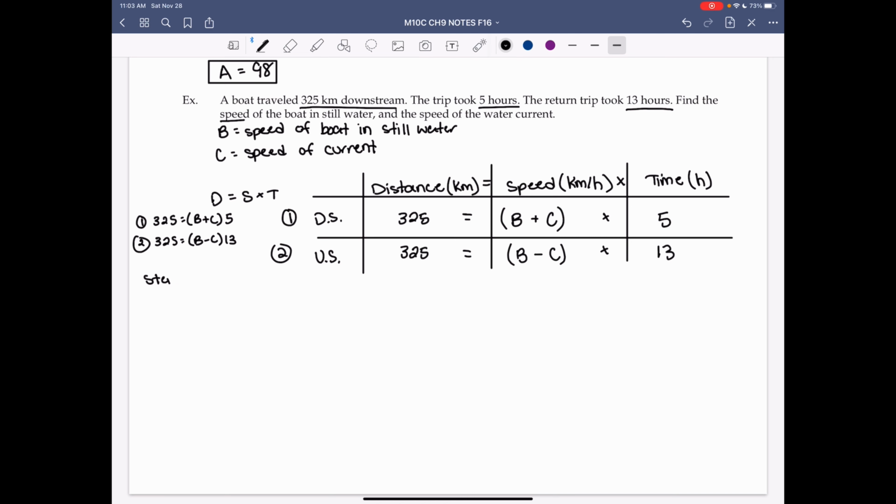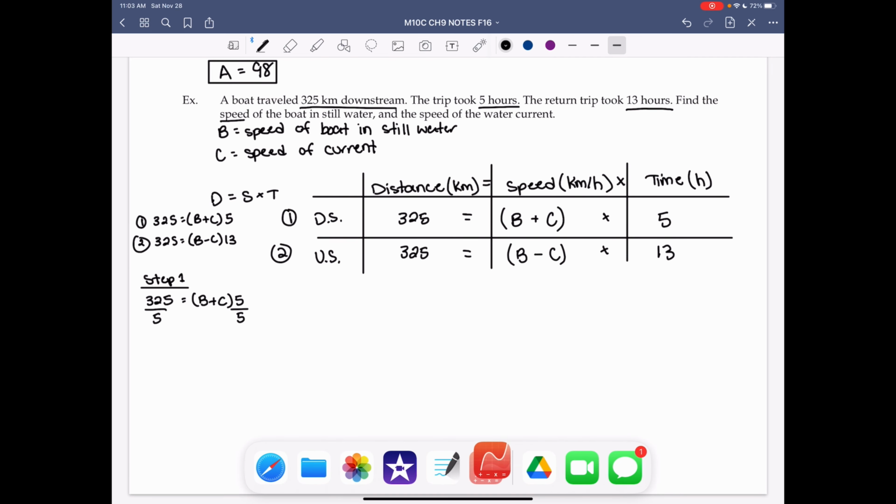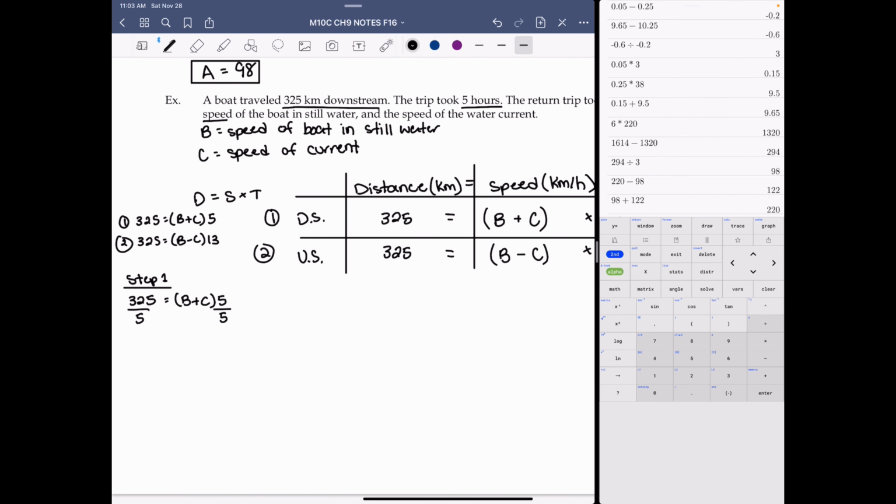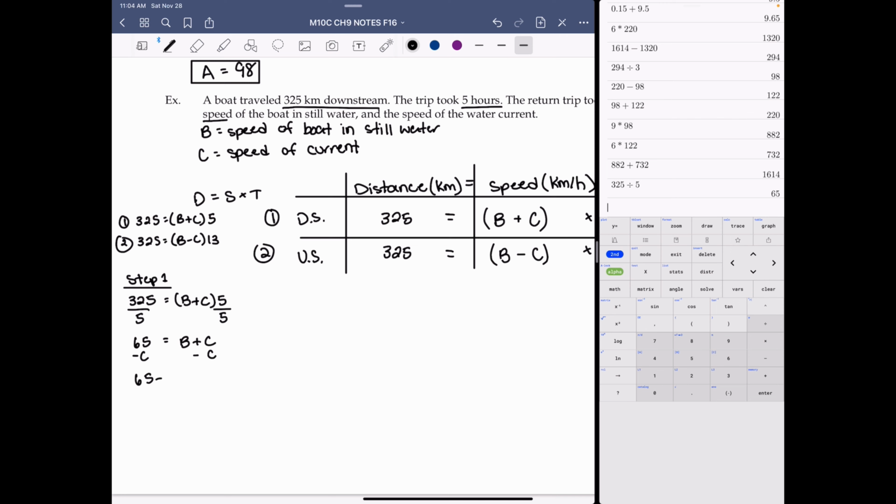Step 1, isolate one of your variables in one of your equations. They both look equally as difficult to isolate. I'm going to do number 1, and I'll isolate B. So 325 equals (B plus C) times 5. I want to isolate the B, so I'm going to start by dividing both sides by 5. 325 divided by 5 gives me 65 equals B plus C. Then subtract C, and we get 65 minus C equals B. That can be equation number 3.